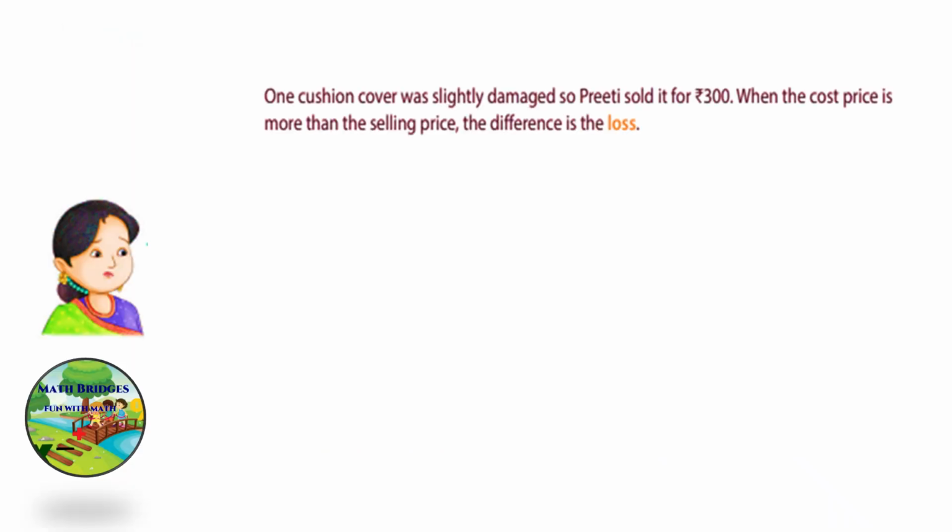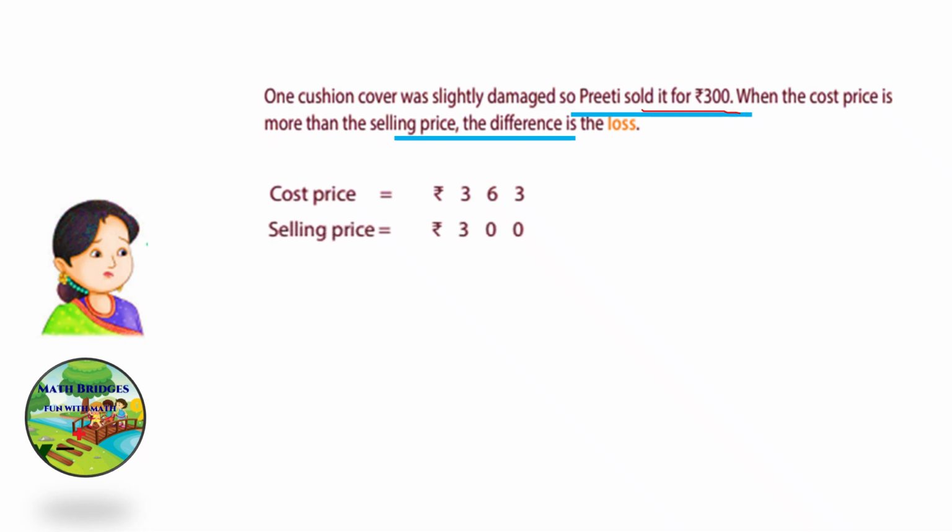Let's see one more example. Same question. Preeti's same cushion cover was slightly damaged, so she sold it for rupees 300 now. When the cost price is more than the selling price, as we got before, the cost price is 363 rupees and she sold it for rupees 300 now. Sold means it is the selling price, rupees 300. Now you think and find whether it is a loss or a profit.